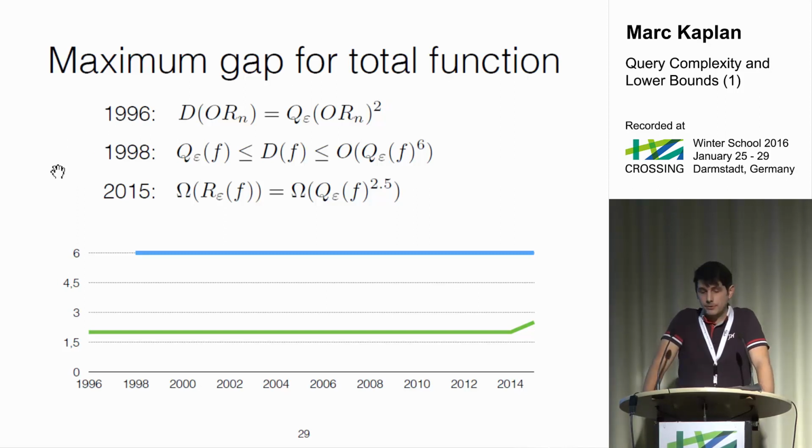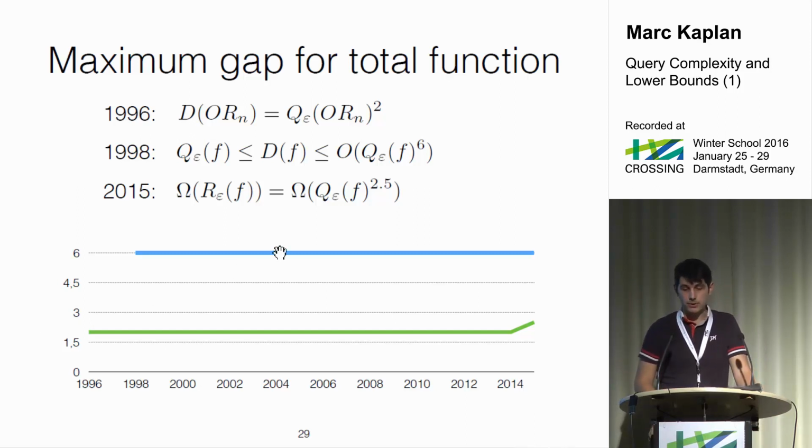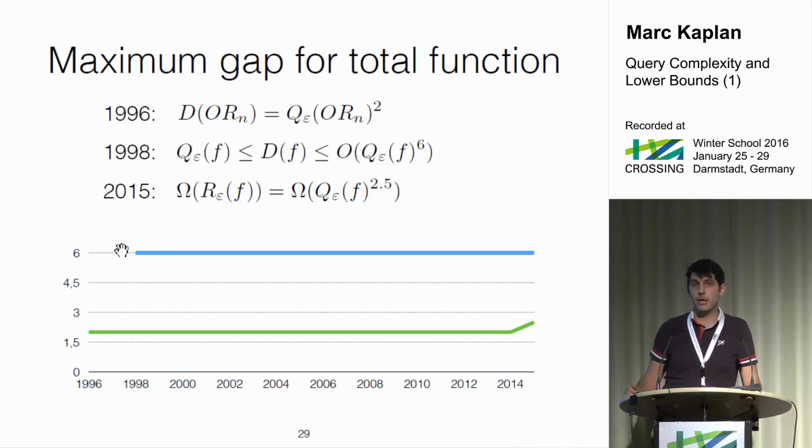At the same time, not very long after, we knew that the maximum possible gap for any function was at most a factor 6. So there was this gap between the maximum possible gap for any function and the maximum gap that we were able to prove in general. And for many, many years, people conjectured that the blue curve should start decreasing at some point, which means that this factor 6 should decrease. In fact, it was conjectured that the maximum gap was given by the OR function. So it was conjectured that the maximum gap was quadratic.